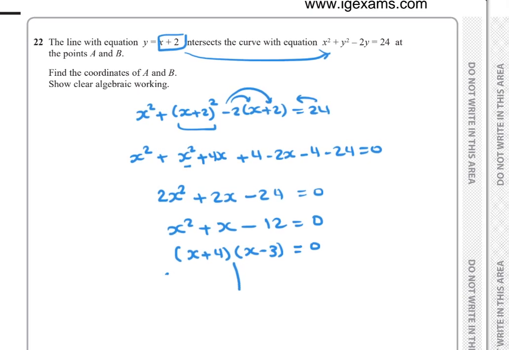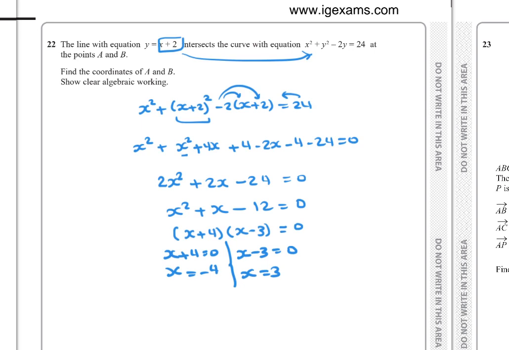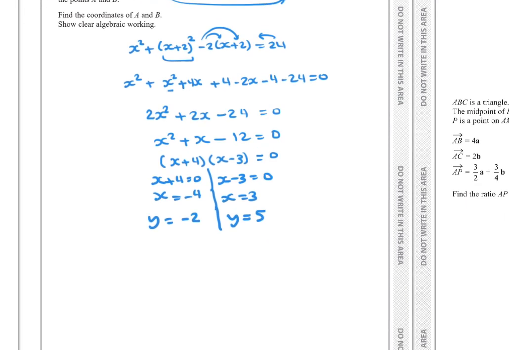From the first bracket, x plus 4 equals 0. This means x is negative 4. From the second bracket, x minus 3 equals 0. So this means x equals 3. Now for each x, we can find the corresponding value for y. So y is x plus 2. So negative 4 plus 2, which is negative 2. And for the other value for x, 3 plus 2, which is 5. So y is 5. So the points are negative 4, negative 2, and 3, 5.